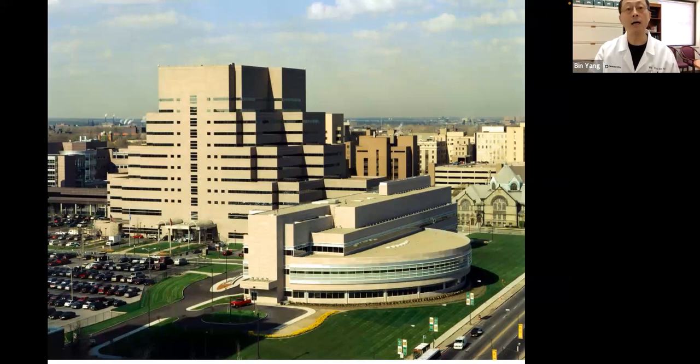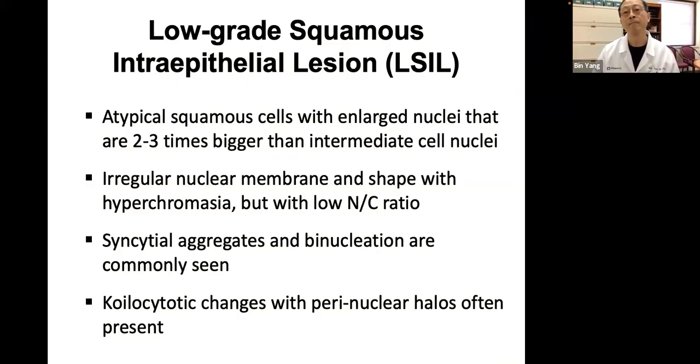Now I will use another 30 minutes to quickly review some cytomorphological features. LSIL, low-grade squamous intraepithelial lesion. This is the easiest part of cervical cytology because they have such characteristic features. My first year residents, if I teach them 3 times, can independently pick up all these lesions.